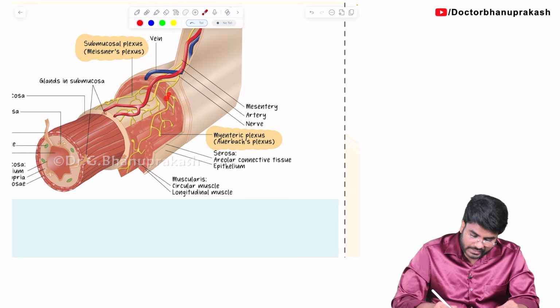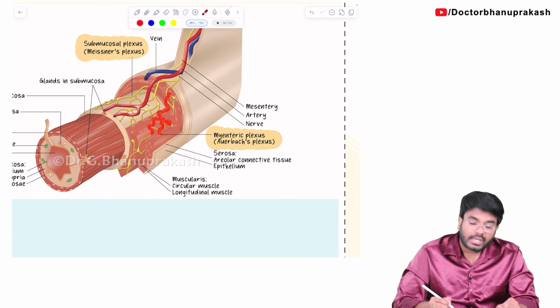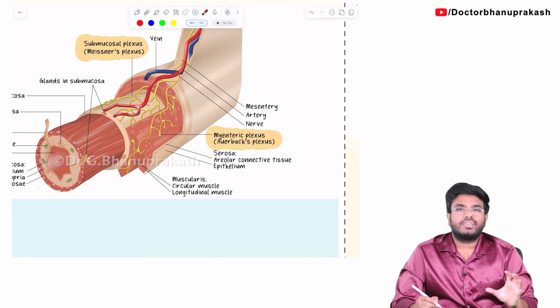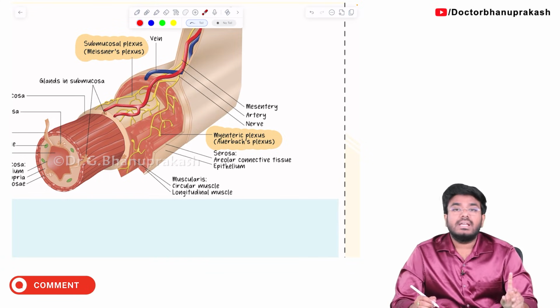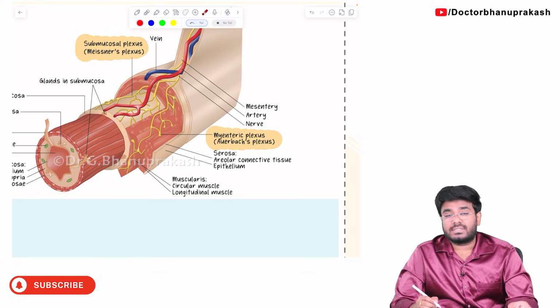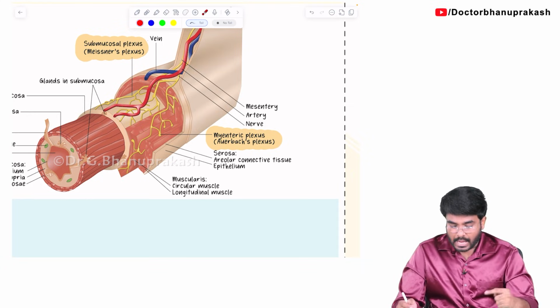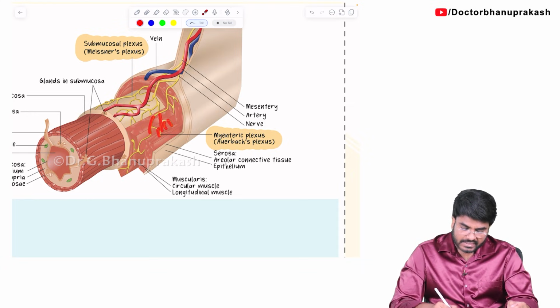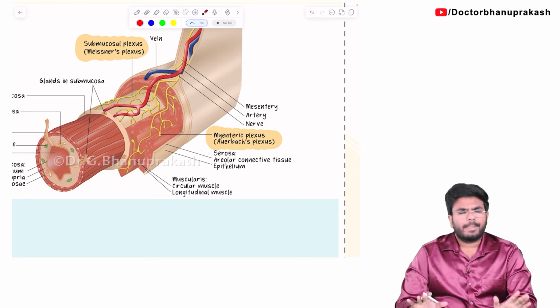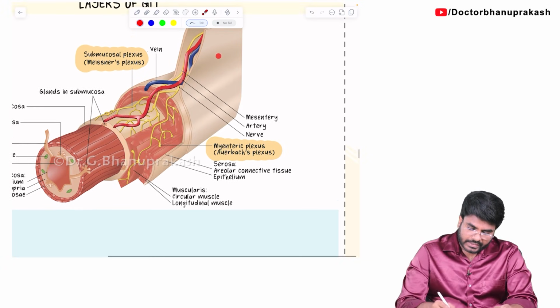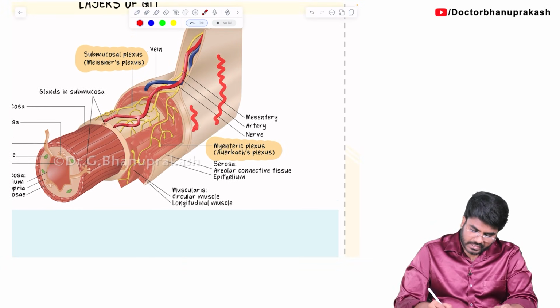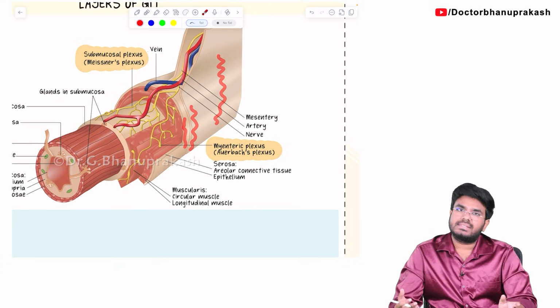Just now I have taught you, right? This myenteric plexus is for the contractions of the muscles in the GIT. So, for the contractions, there is a myenteric plexus, and for the secretions, there is Meissner's plexus. Meissner's plexus is a submucosal plexus. It is present in the submucosa, and this Auerbach plexus is present in the muscularis layer. Done? Now, the final layer here is the serosa. This whitish color layer which I am showing you here is the serosa.